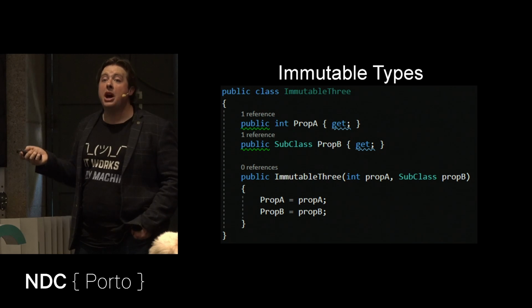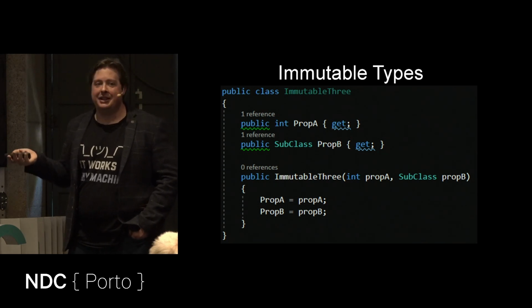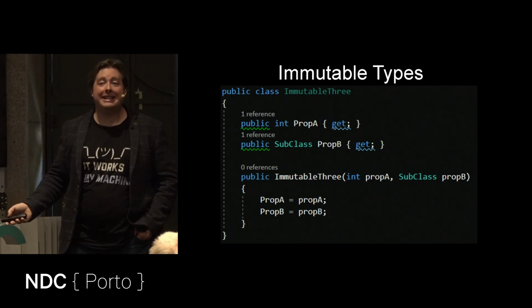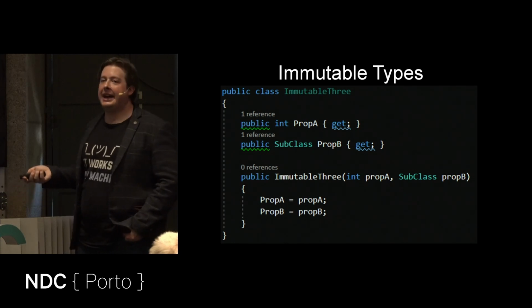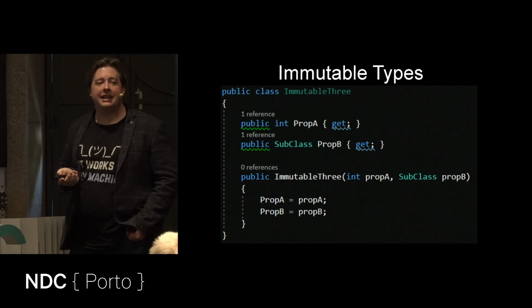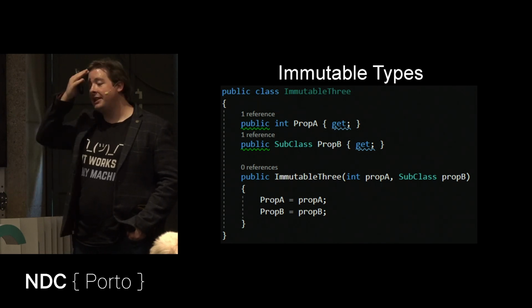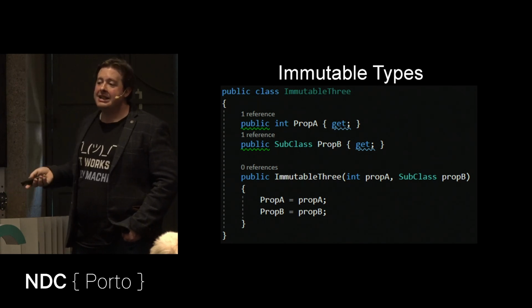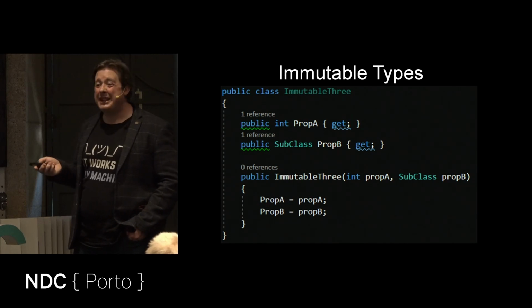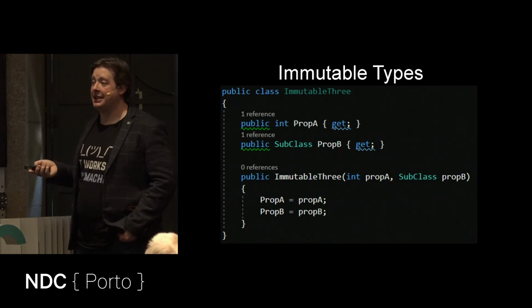Well, actually, I don't know. Does a subclass actually implement immutability? I don't know. And this gets even more complicated when you start dealing with things like third-party libraries, stuff that is well outside of your control. So, frankly, it's a little bit of a pipe dream, immutability in C#.